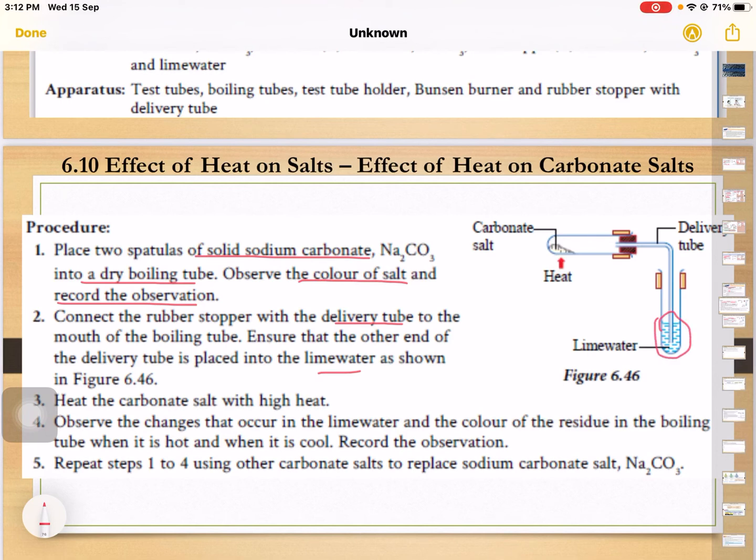Dia tak boleh tergantung. Kemudian barulah carbonate salt tu kita panaskan dengan api yang kuat, and then observe the changes that occur in the lime water and the color of the residue in the boiling tube when it's hot and also when cold. And then record lah observation. Lepas tu repeat step 1 sampai 4 ni, kita gantikanlah sodium carbonate dengan carbonate salt yang listed dalam material tadi.